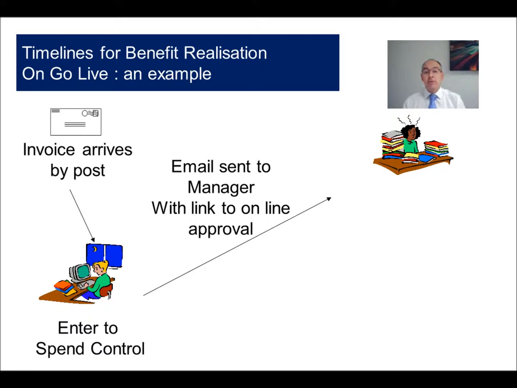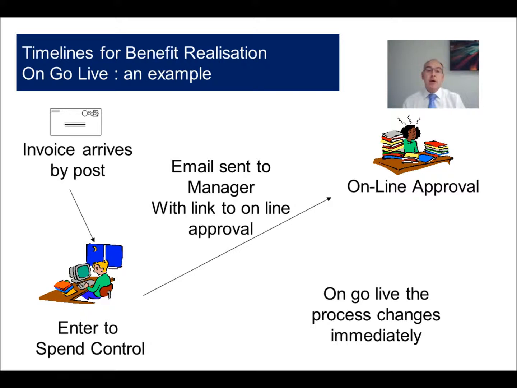So immediately you've got visibility of that email being sent out, and the manager who it's going to knows that it is waiting for their approval. This is delivered on go live. And so for all invoices that come into the organisation, we can have direct invoice approval, and immediately we can see that the benefits are being delivered of removing that paper chase.